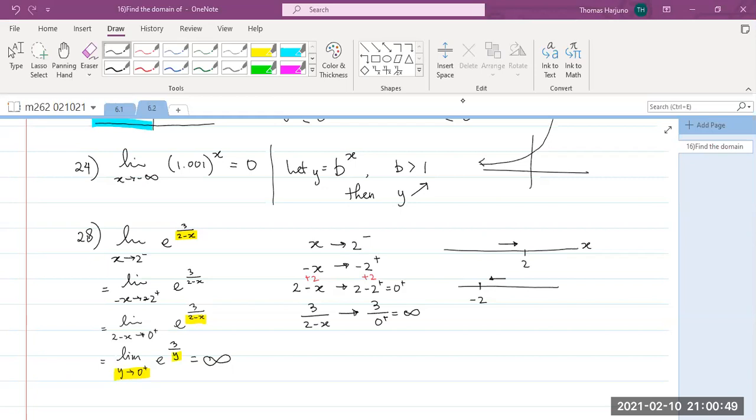Okay, so Thomas, I see a question. Thomas, why did you add 2? Well, because here's the thing. What I really need is the expression 2 minus x. I already have negative x. Now, what do I do to negative x to make it 2 minus x? I add 2.